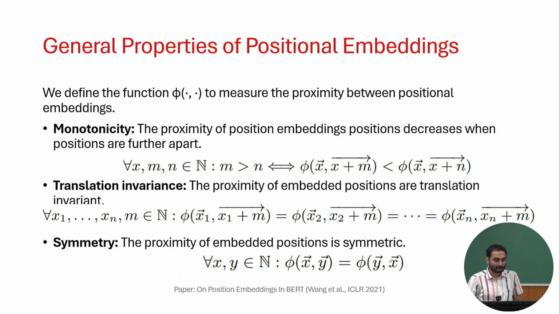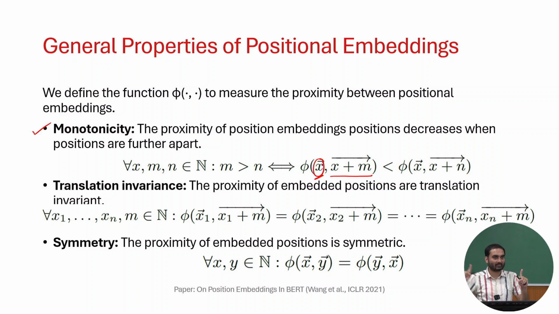Okay? So these are the three properties that we generally consider when people think of new positional embedding techniques. The first property is called monotonicity, which says that the proximity of the positional embeddings decreases when the positions are far apart. I already mentioned that. Let's say the position x, so this is the vector corresponding to the position, and there is another position x plus m, and x plus n.